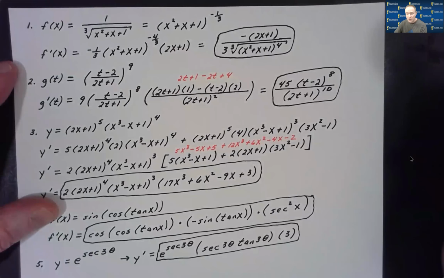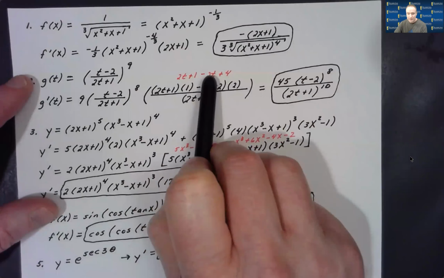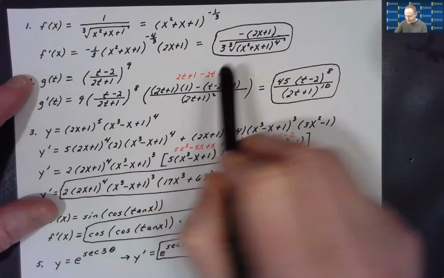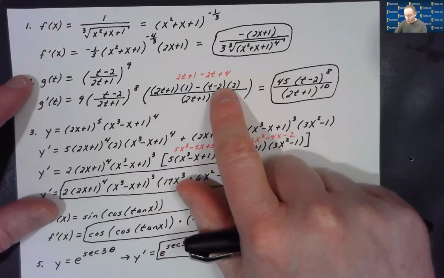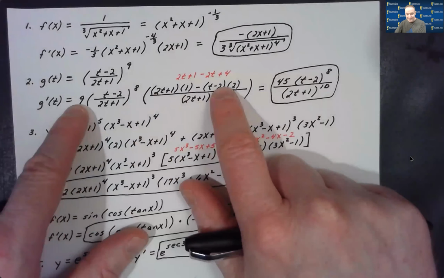So then I can say, well, okay, I can see I'll have 2t minus 2t. The t's cancel in that numerator. So that numerator is really just 1 plus 4. It's a factor of 5. So what I did is I said, well, I'm going to take the factor of 5 there, multiply it by the factor of 9 that I have out front.